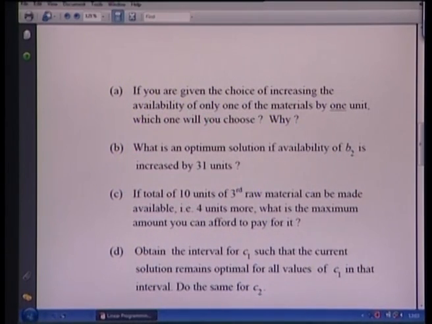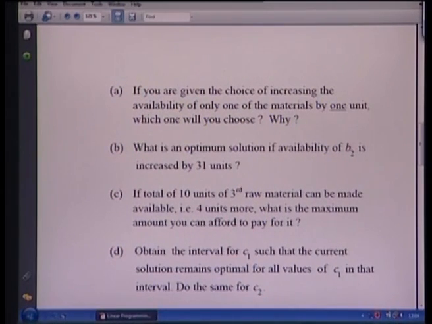Part C asks you to find out, if a total of 10 units of the third raw material can be made available, that is 4 units more, since already 6 are available, what is the maximum amount you can afford to pay for it? So, kindly think about it again, the answer will come through the dual variables. What is the maximum amount you can afford to pay for it?